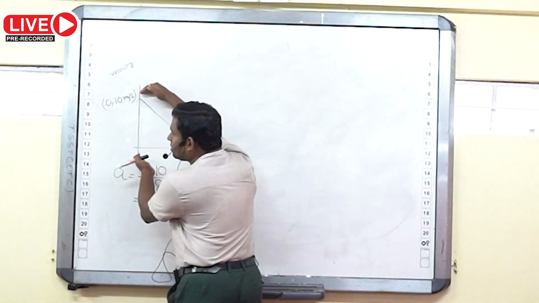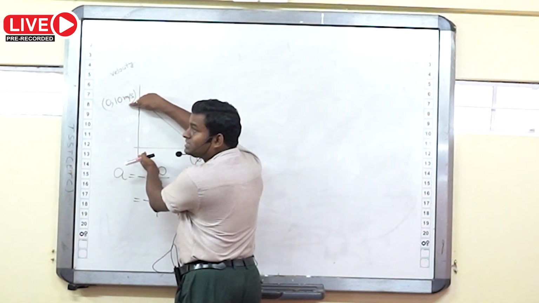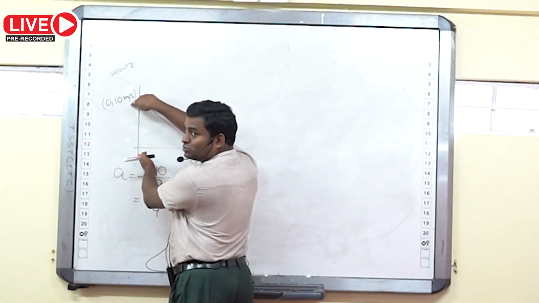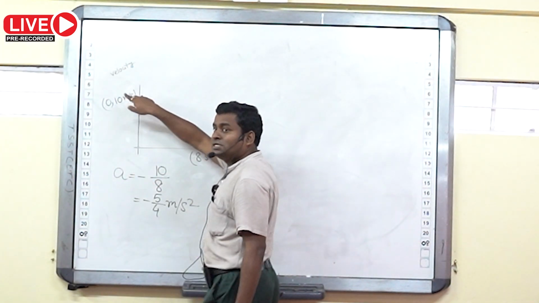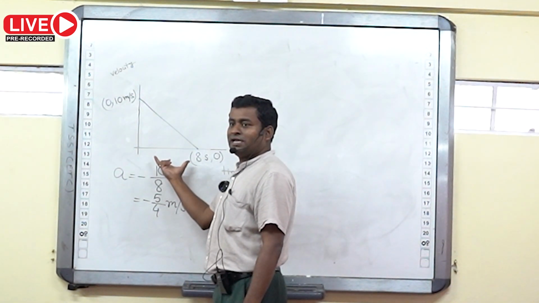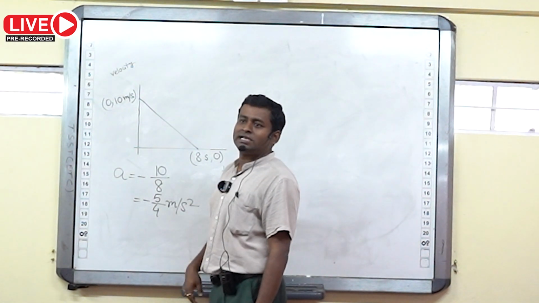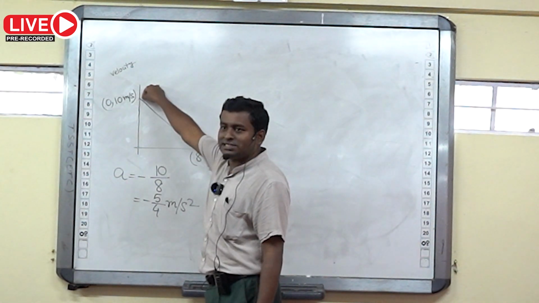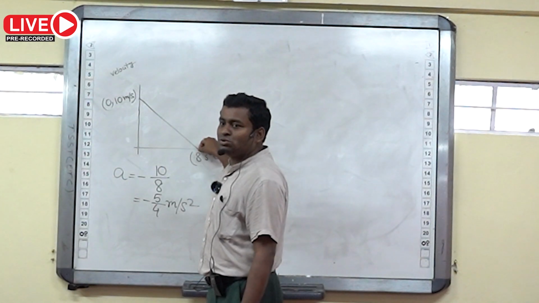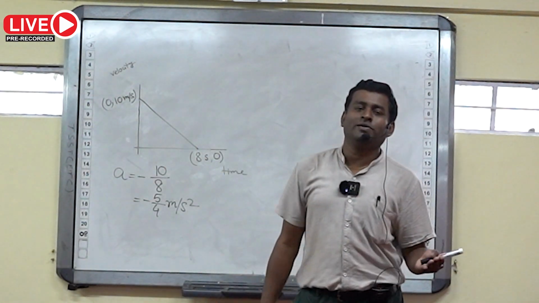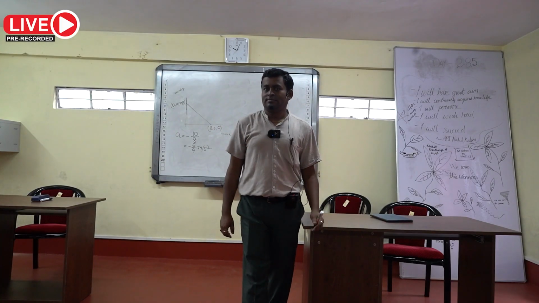Because this is the y coordinate. Y coordinate is 10. So the velocity changes from 10 to 0, so change in velocity is 10 meter per second. And this one is 8 seconds. So change in velocity by time is acceleration. And since slope is negative, it means initial velocity is 10, finally it goes to 0, means it is moving with retardation.